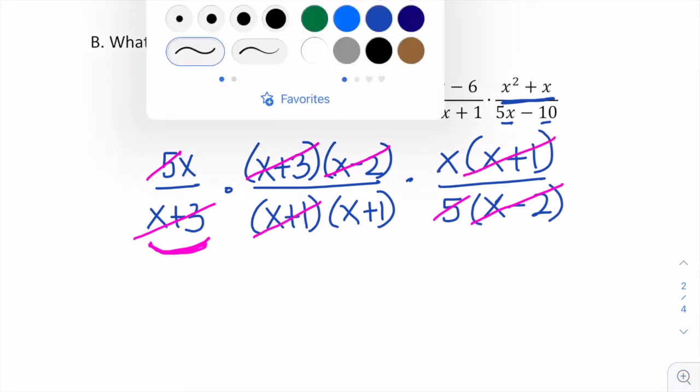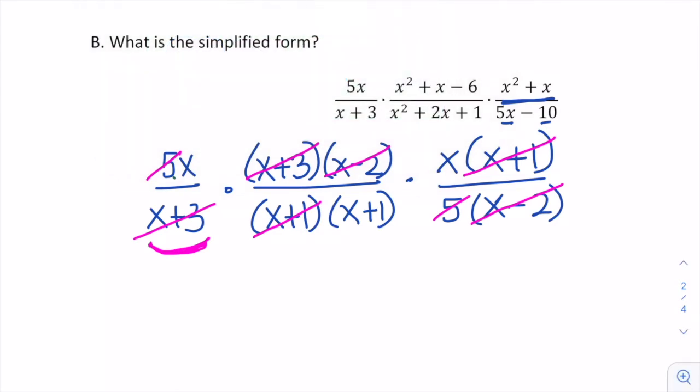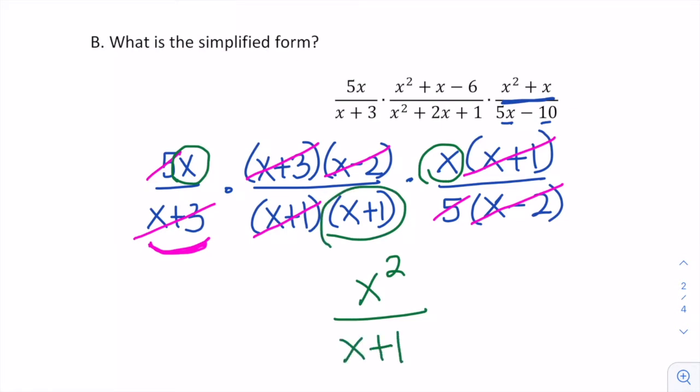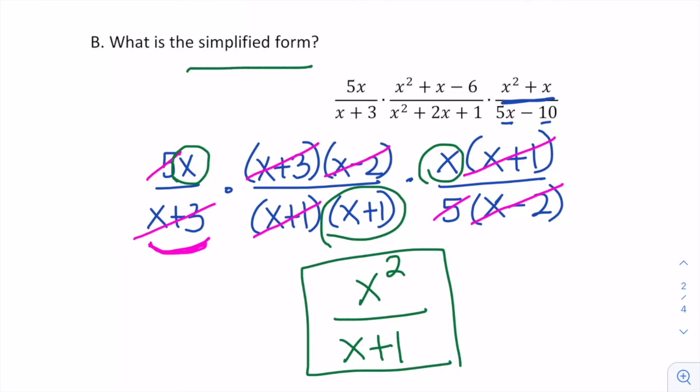All right, so I'm going to circle what's left in a different color. So we have an x here, an x here. So that's going to be x squared in the numerator. Everything else had reduced. And then we have the x plus 1 in the denominator. So that's going to reduce to x squared over x plus 1 in simplified form. So the steps were: factor first. We want to try to factor all of these, and then we reduce by canceling out common factors.